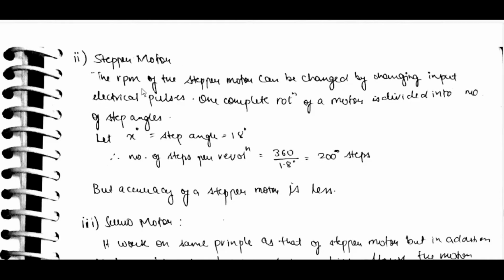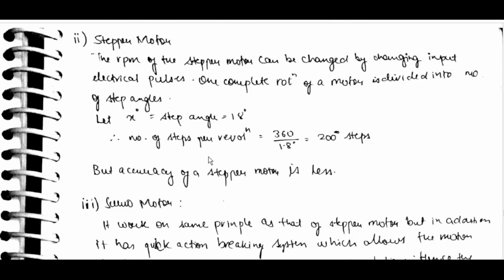Stepper motor: the RPM of a stepper motor can be changed by changing the input electrical pulses. One complete rotation of a motor is divided into a number of steps. Let x degrees be the step angle, equal to 1.8 degrees. Number of steps per revolution is equal to 360 by 1.8, which is 200 steps, but the accuracy of a stepper motor is less.